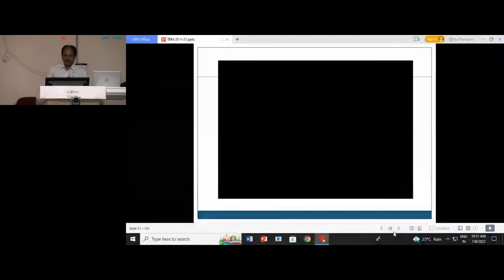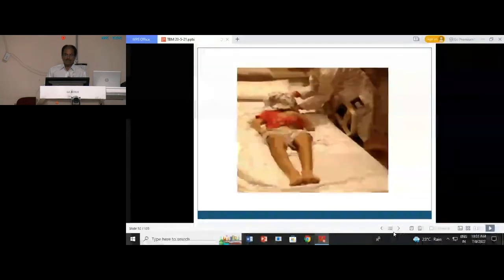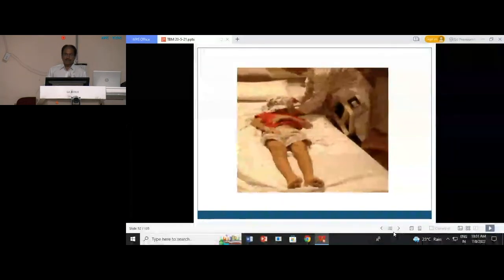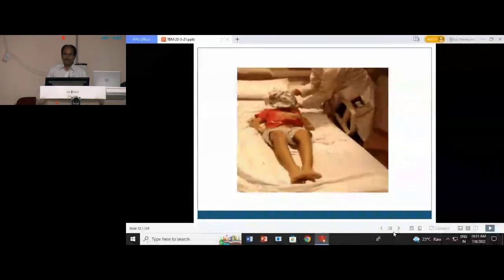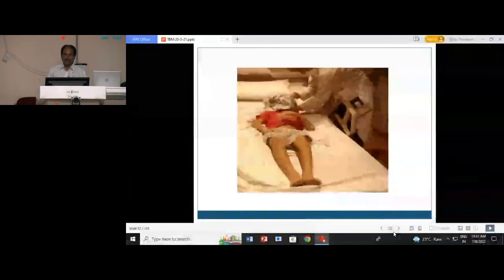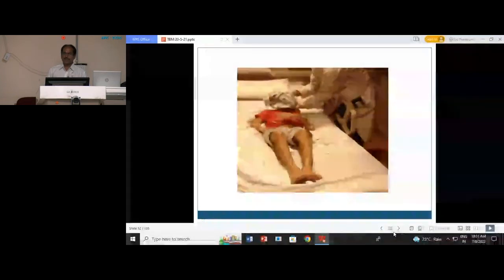There is the neck stiffness. You keep all your 8 fingers over the occiput. Remove the pillows, or anything behind the neck, and try to flex the neck. You find resistance to flexion of the neck.